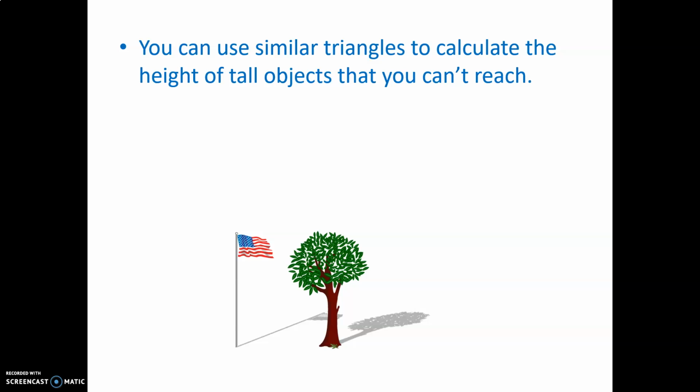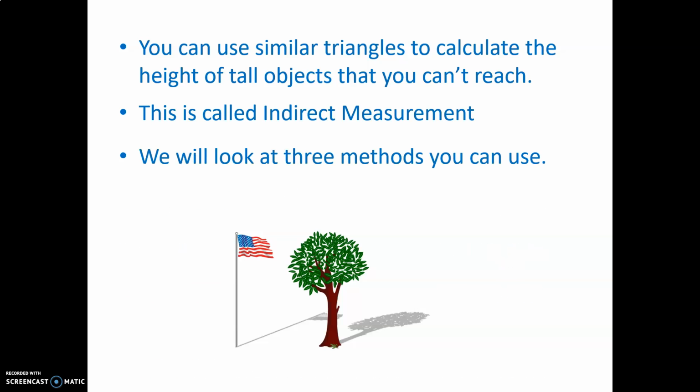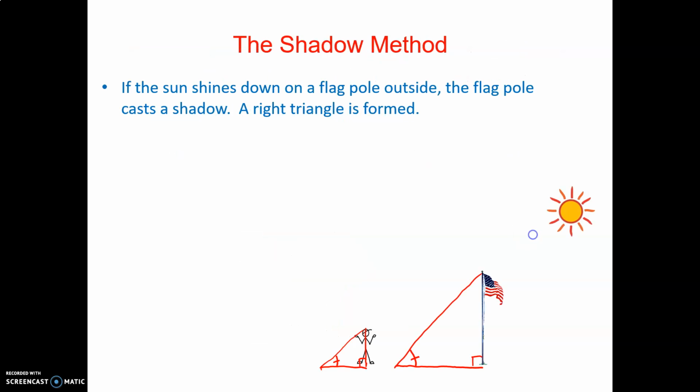You can use similar triangles to calculate the height of tall objects that you can't reach. This is called indirect measurement. We will look at three methods that you can use to measure tall objects. The first method is the shadow method.